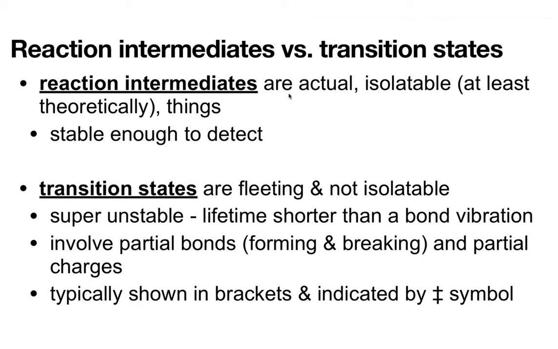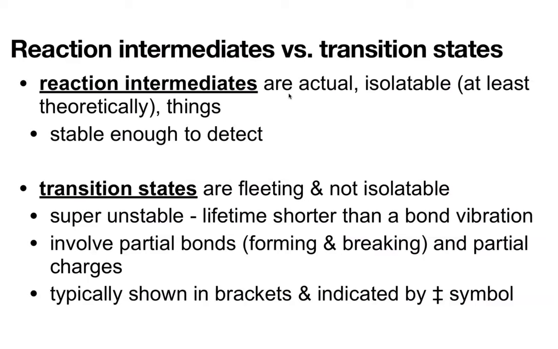So they're super duper unstable. They have a lifetime that's shorter than a bond vibration. But we know they exist. I mean, they must exist in order to get from that unsnapped form to that snapped form. You have to go through that point at which things snap. You have to go through the top of the rainbow. The top of the rainbow is just a lot sharper than it actually looks in the diagrams.